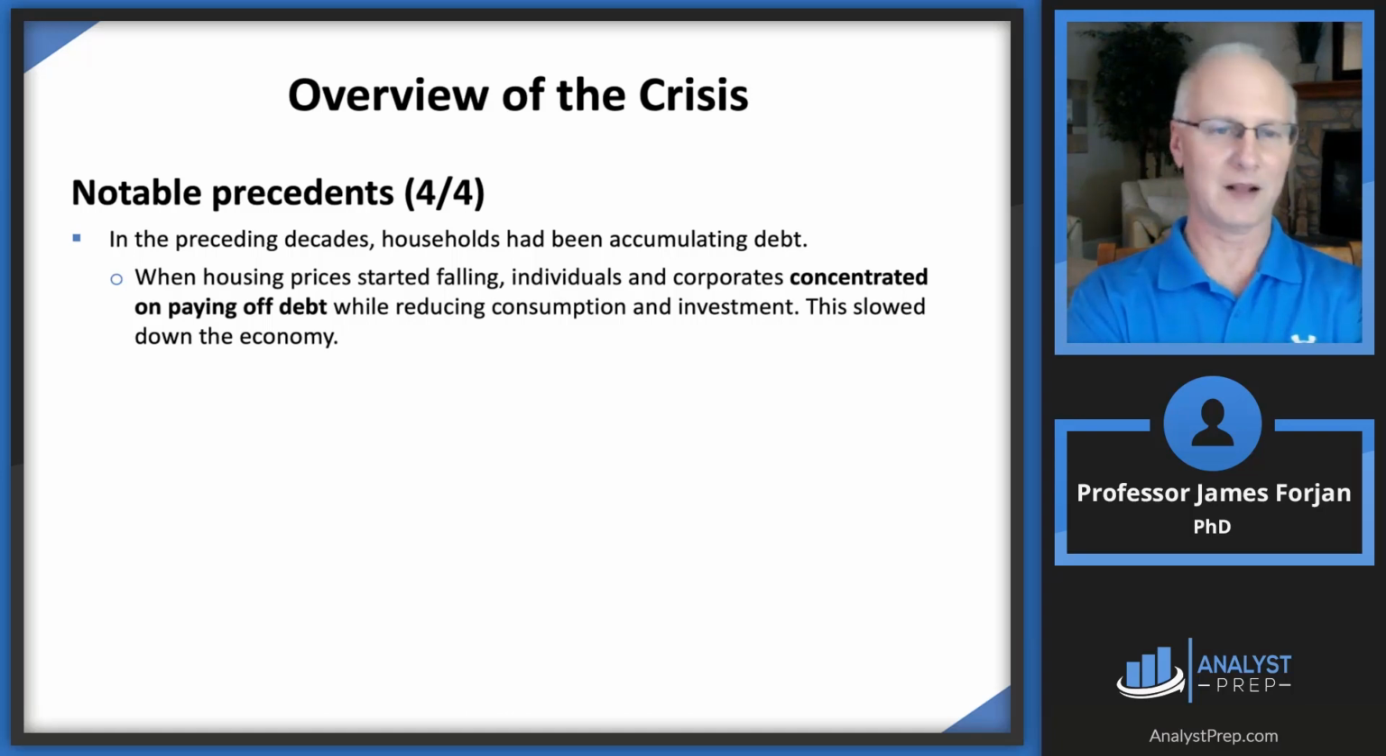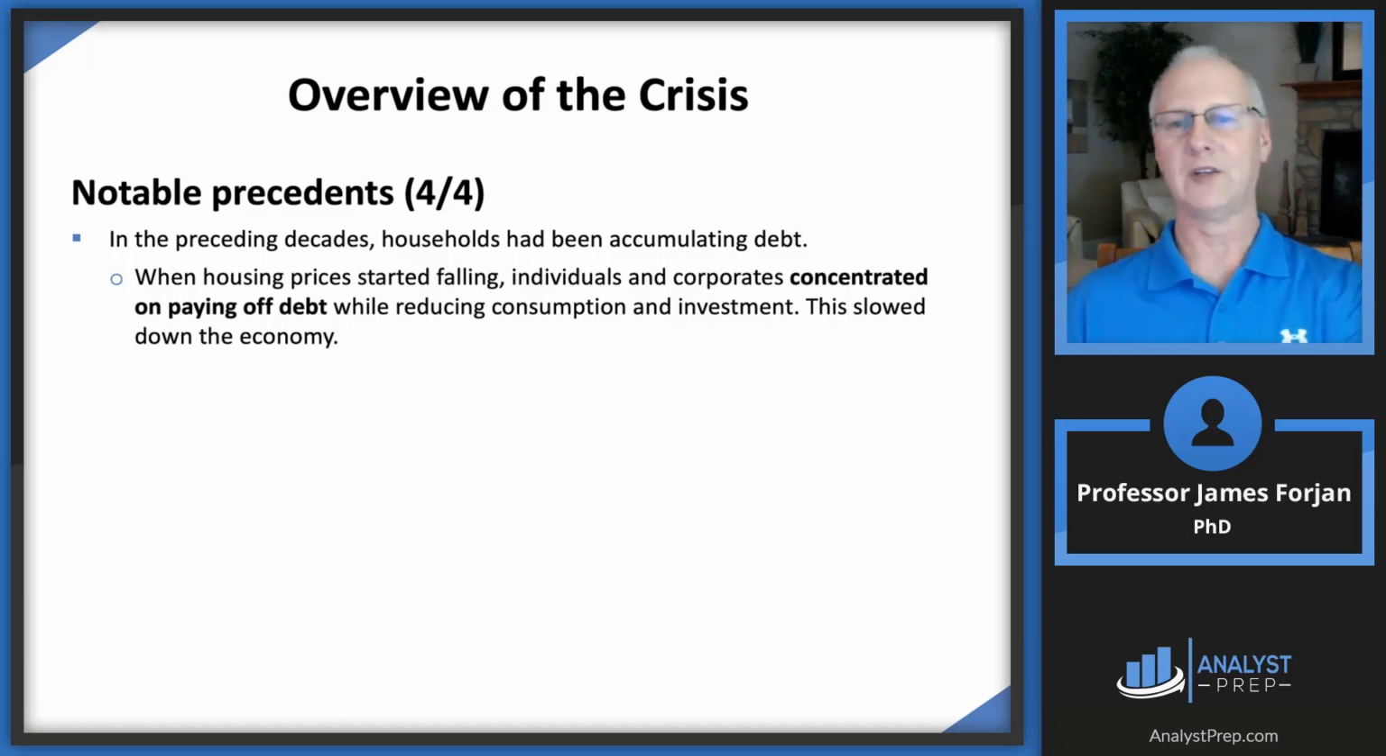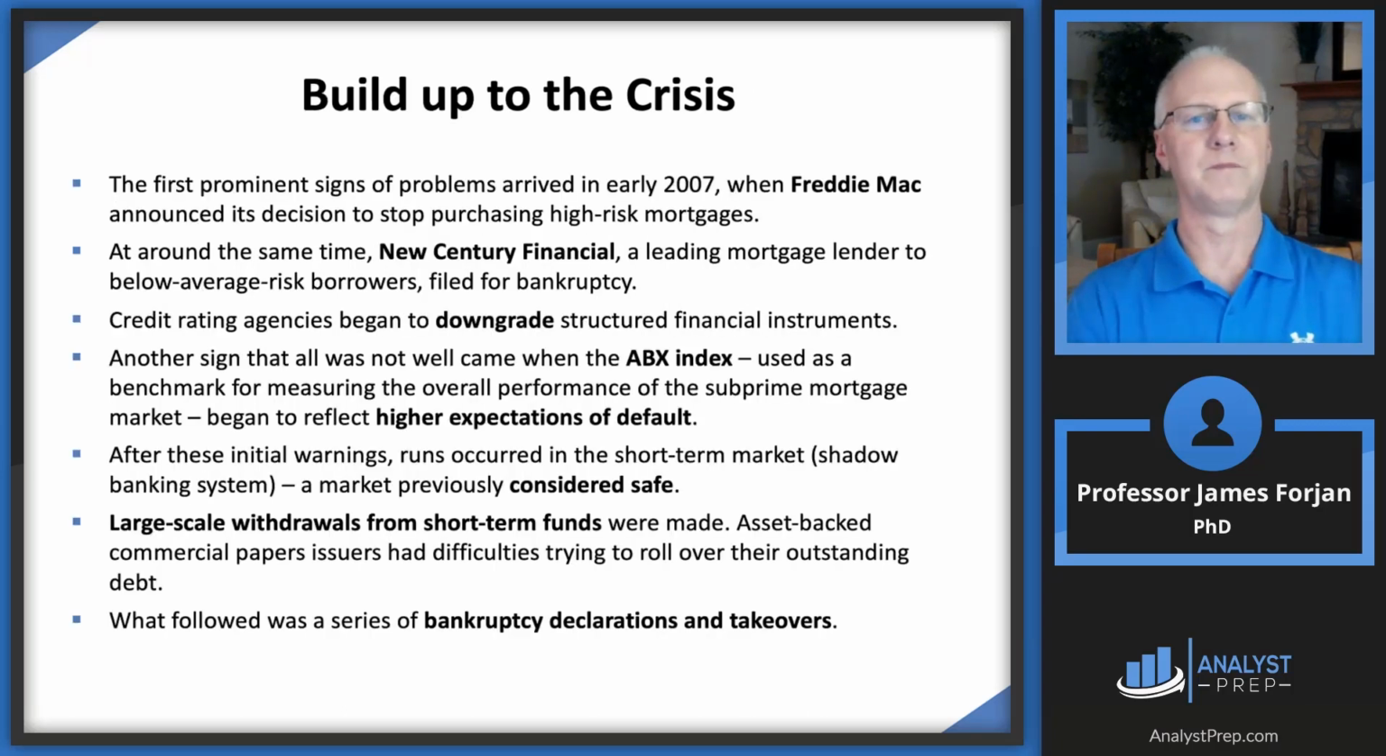Now look at this bullet point here, in the preceding decades. All right, so let's go all the way back through the George Bush years and then back through the Bill Clinton years. We had that gigantic expanding economy. So of course, individual households are going to accumulate debt, not just mortgage debt and not just automobile debt, but credit card debt and any other kind of debt, maybe beach house debt or vacation debt, or I just feel like giving myself a raise kind of debt. All right, so what happens here? When the housing prices started falling, the priority then becomes paying off the debt. So that reduces consumption and reduces investment, slowing down the economy.